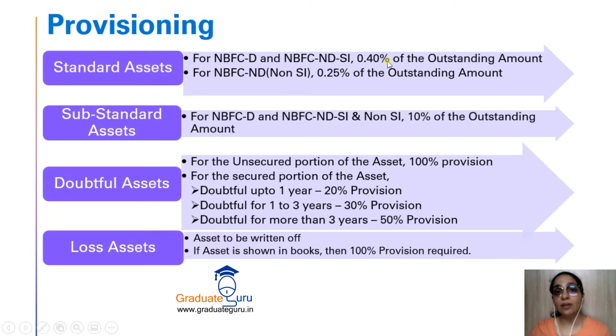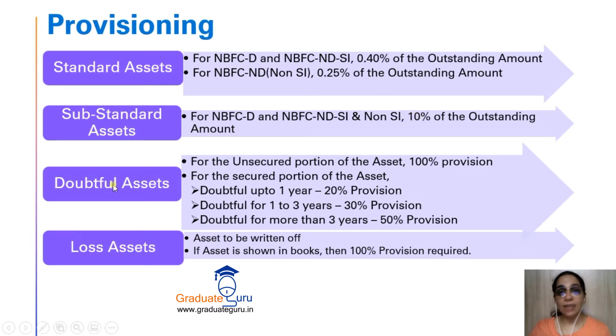Why is the rate higher? क्योंकि ये ज़्यादा important NBFCs है और अगर यहाँ पर ज़्यादा loss हो गया in the future, then there might be a loss to the public. So to avoid that, what we are doing is we are creating a greater provision. But if it's a non-important, non-systematically important NBFC ND, then it is only 0.25%. Substandard में whether it is NBFC D, ND or NDSI, in all the three categories the rate is same, 10%.